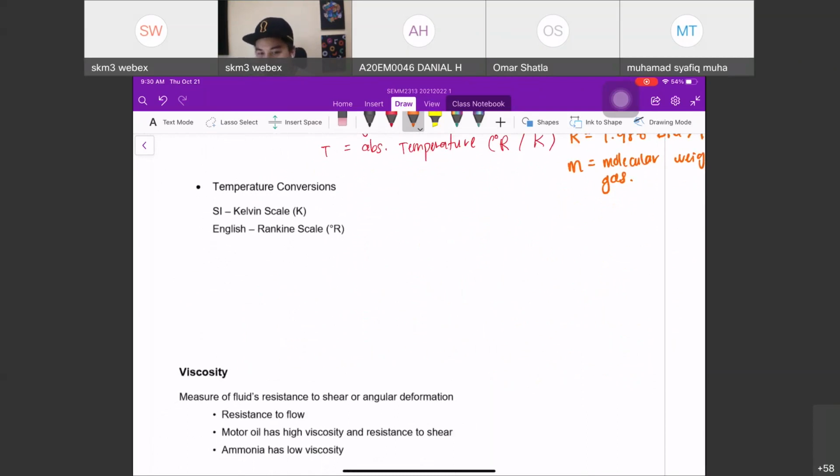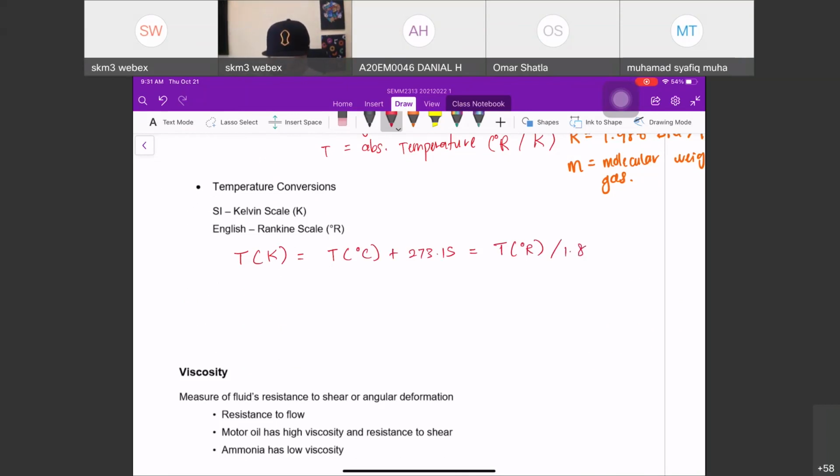This is quite easy. For the temperature one, you need to do the conversion. Remember the SI unit for the absolute temperature is Kelvin. For the English system, it is the Rankine scale. So here, the temperature T is in terms of Kelvin. If you want to convert to Kelvin from Celsius, you must add 273.15. Or the same thing from Rankine, you must divide by 1.8.